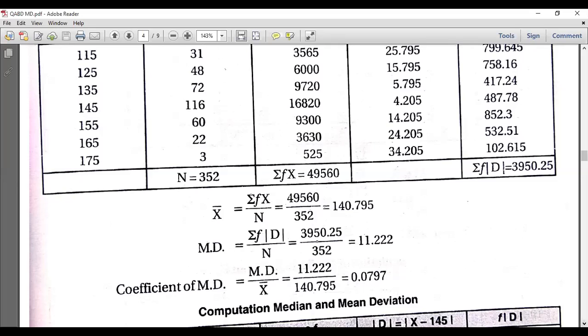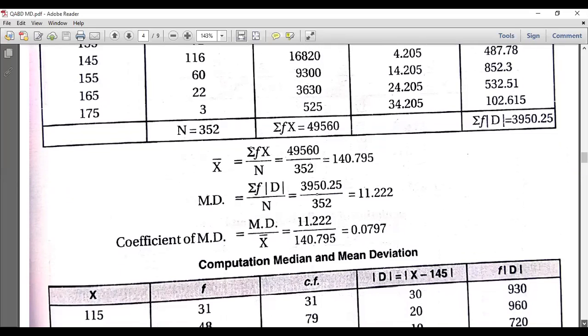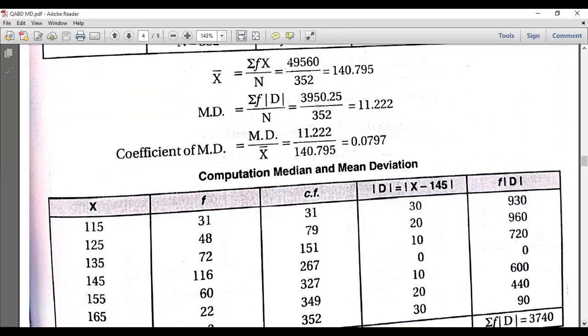Now we'll calculate through mean deviation, median. What is the formula to calculate mean deviation through median?